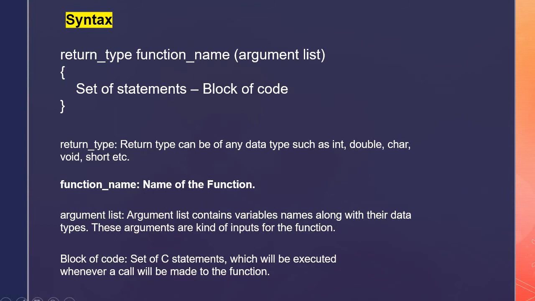Function name is a normal function name. Argument list is the set of variables that should be passed as arguments to the function. Block of code is the set of C statements which should be executed again and again based upon the logic we have.